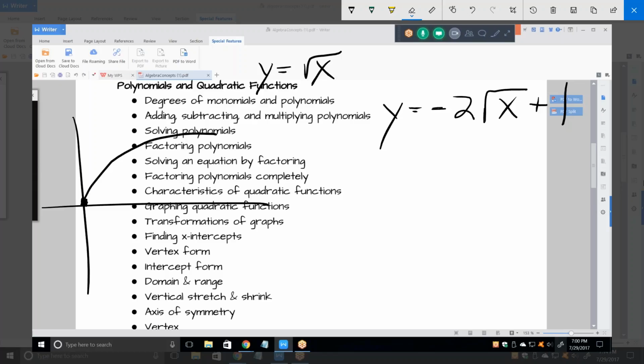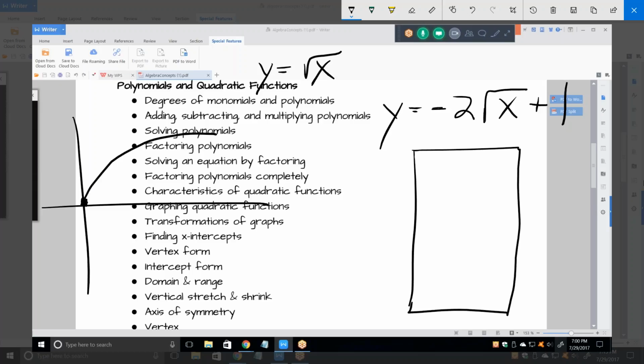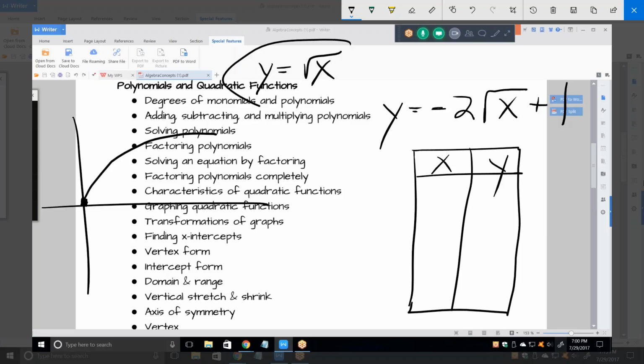Now, let me add something to that. First of all, if you don't know how to graph a function, there's an easy way to do it. When you asked how I knew how to graph that square root function? Well, let's make the most basic way to graph a function. Make a table of x and y values. When x, this is my parent function, x is 0. The square root is 0.